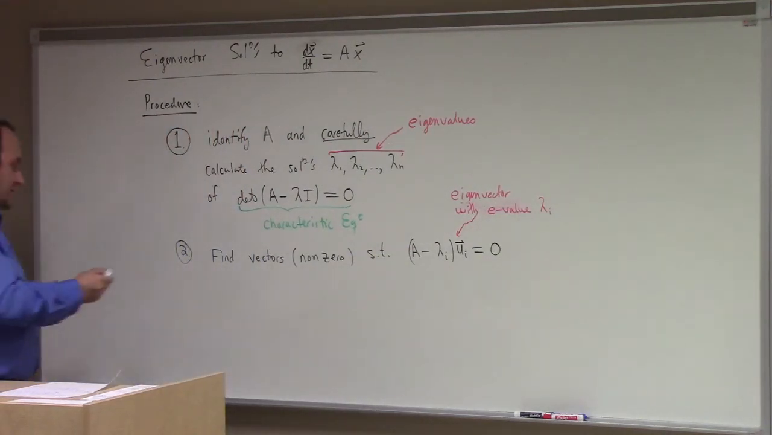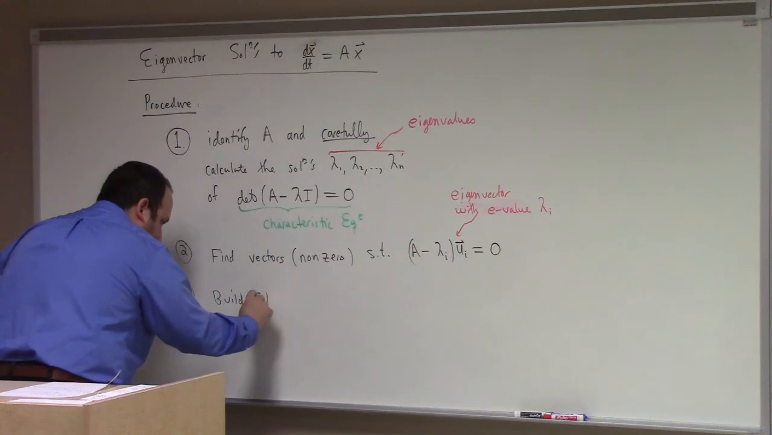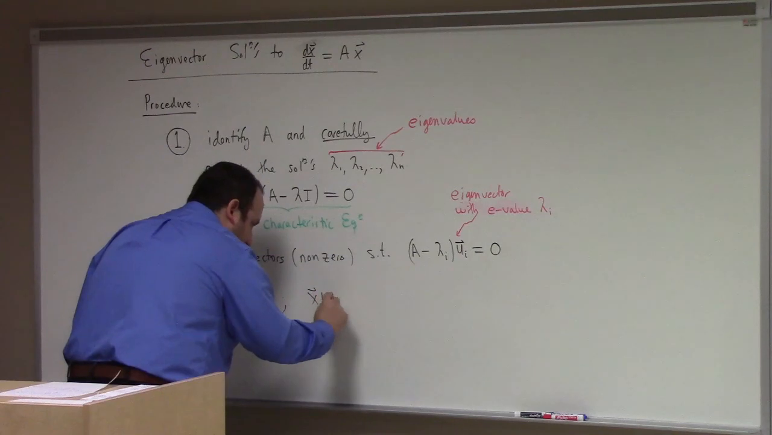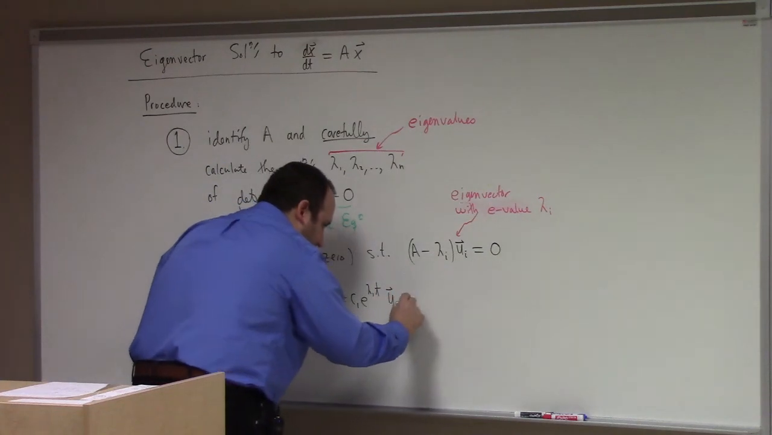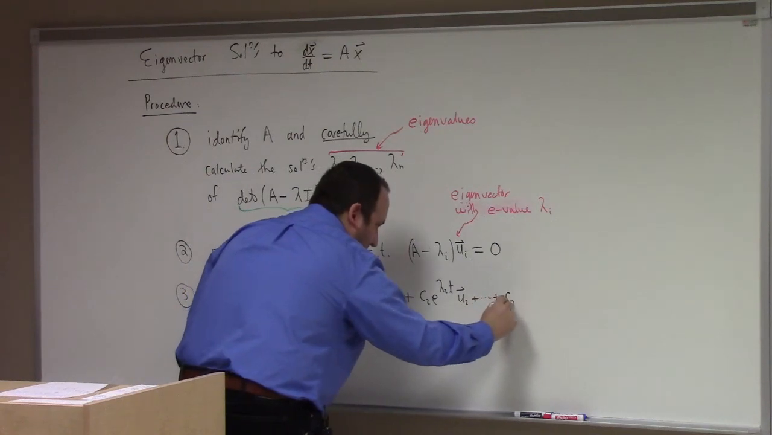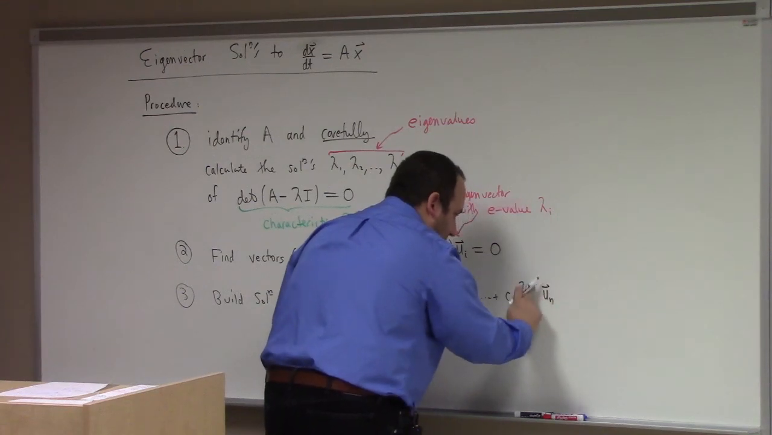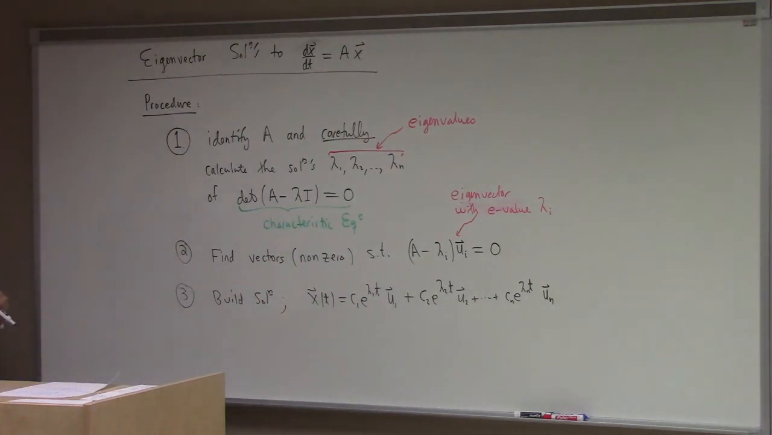And step number 3, you build your solution, right? Solution has the form what? X of t is c1 e to the lambda 1 t u1 plus c2 e to the lambda 2 t u2 plus ... plus cn e to the lambda n t un, right? Here I'm using the notation that lambda 1 could be equal to lambda 2. I mean, these could possibly be repeated, all right?